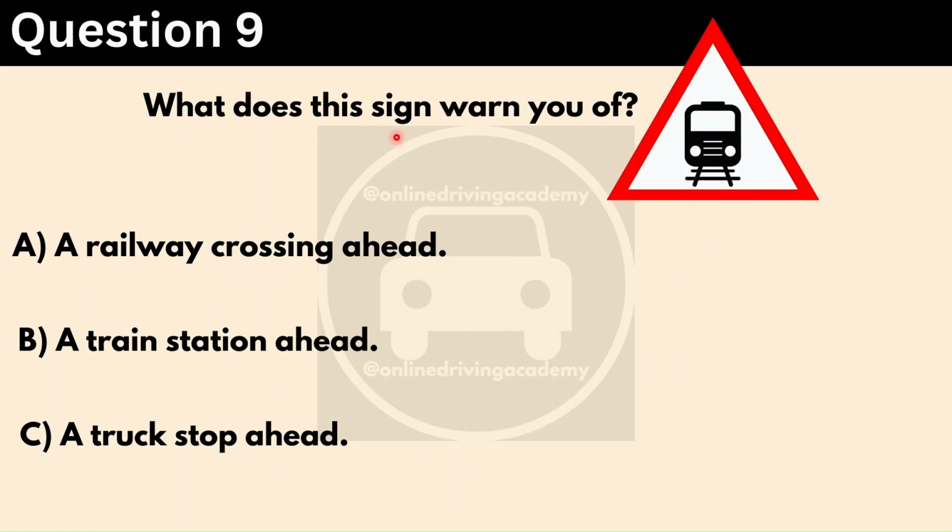Question 9. What does this sign warn you of? Now we can see a warning sign, but within this warning sign, we can see there's a railway crossing and we can see a train. Is it option A, a railway crossing ahead? Is it option B, a train station ahead? Or is it option C, a truck stop ahead? Correct answer here would be option A, a railway crossing ahead.